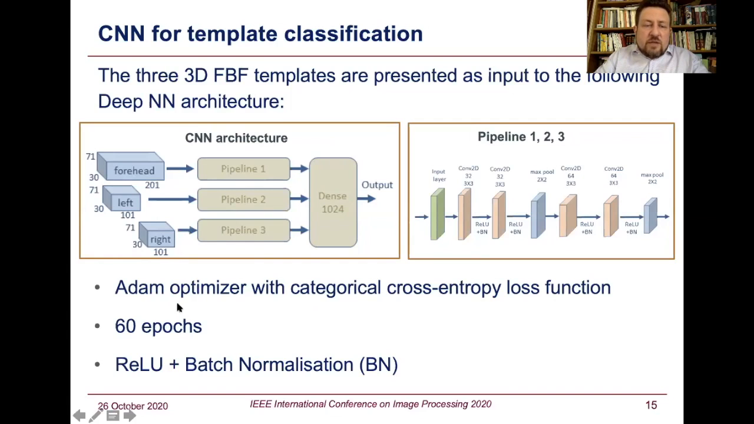In order to train this, we use an Adam optimizer. It is a classification problem, so we use categorical cross-entropy. We use only 6 tables; we didn't require much more training. We used ReLU and batch normalization, which was essentially instead of the dropout that we used last year.